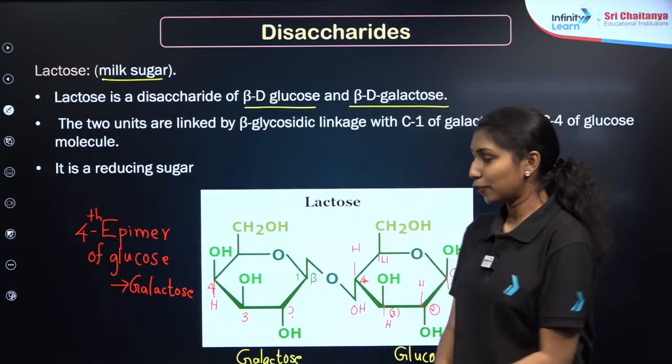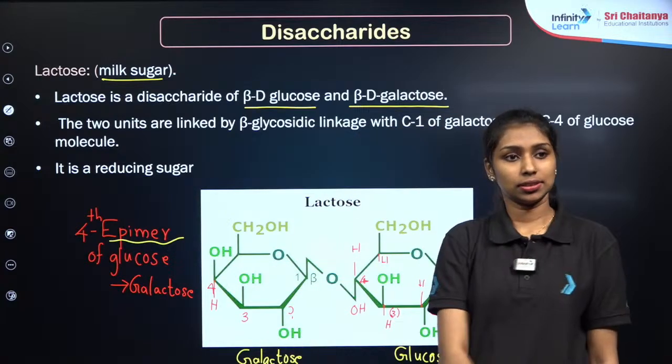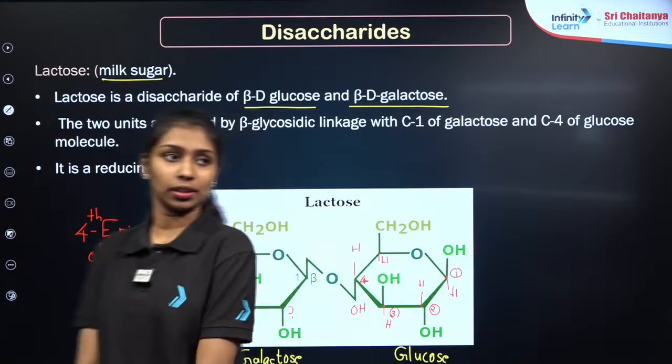Yes, it is a type of isomer. We call it an epimer. Clear?